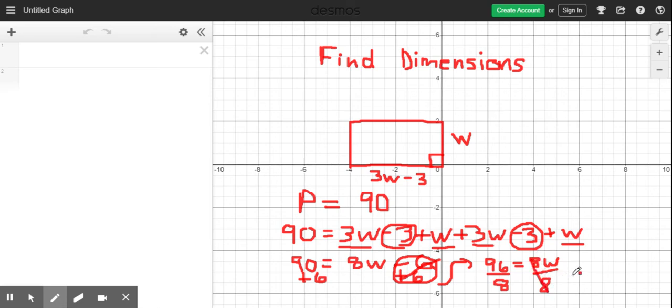So the 8's cancel. So my width is 12, but we've got to be careful to answer the question. The question was find the dimensions. So our width we found is 12, but now we also have to find the length, which was 3W minus 3. Okay, so our length is going to be 3 times 12 minus 3, which is 36 minus 3, or 33.